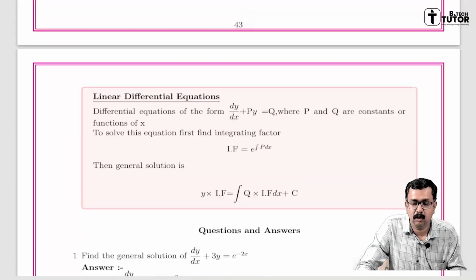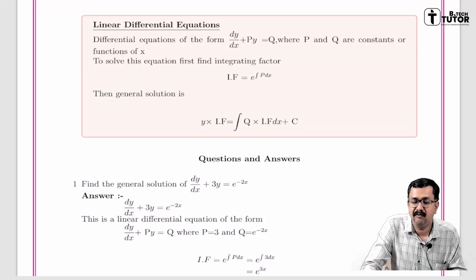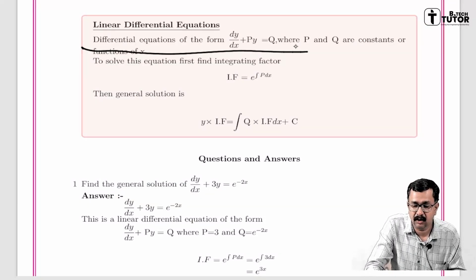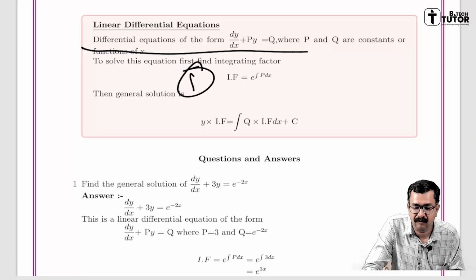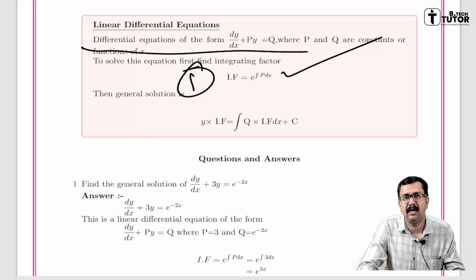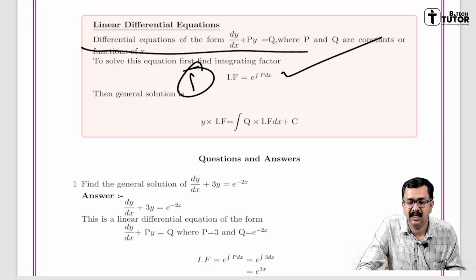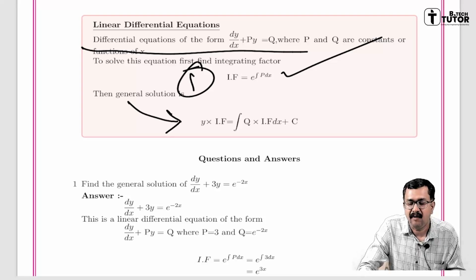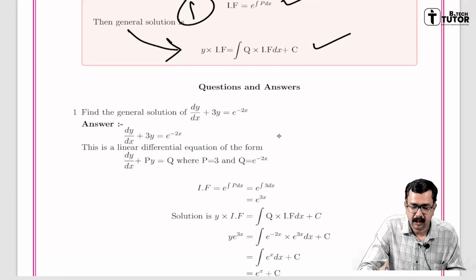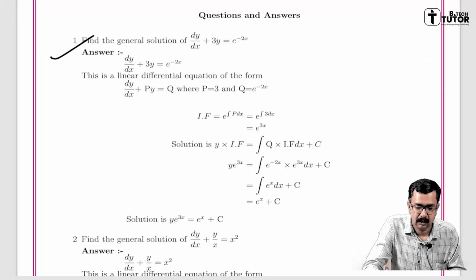Next important thing is linear differential equation. The differential equation of the form dy by dx plus py equal to q, where p and q are constants or functions of x. How to solve it? First step, you find the IF. IF can be calculated by e raised to integral p dx. Then the general solution is y into IF equal to integral of q into IF dx plus c. Then we are applying two questions.